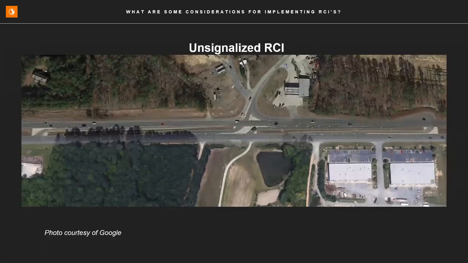So let's take a look at this example of an unsignalized RCI. Particularly in rural areas, unsignalized RCIs can be great countermeasures for various crash types. They avoid the need for a signal and can be installed in an isolated fashion.